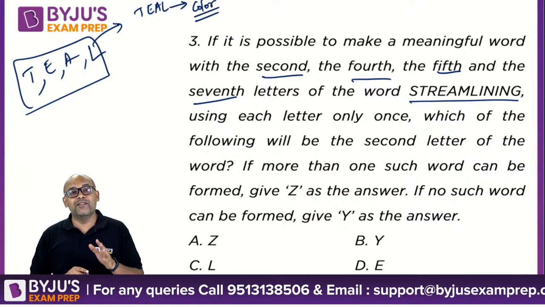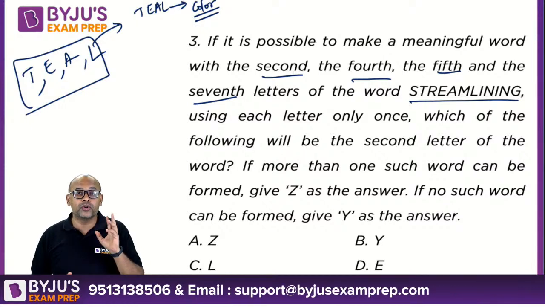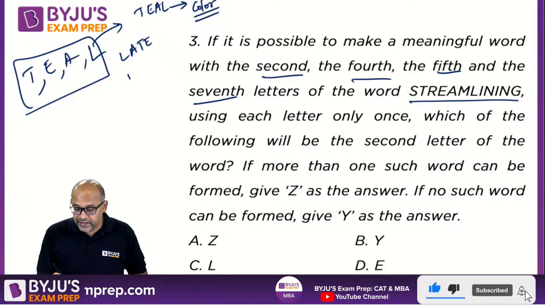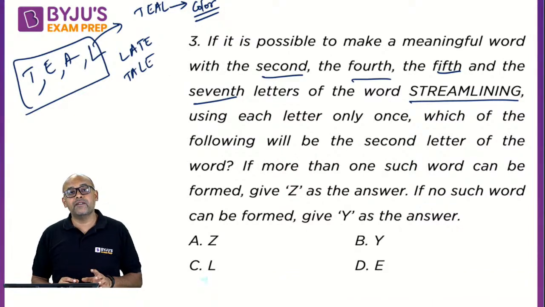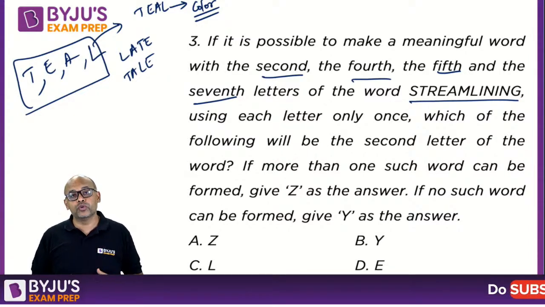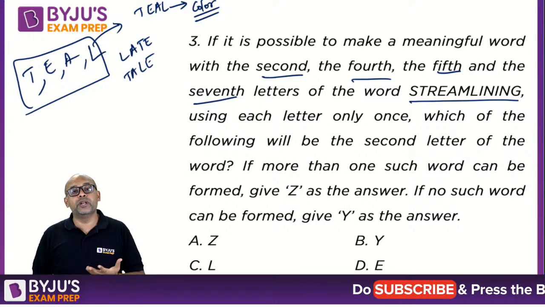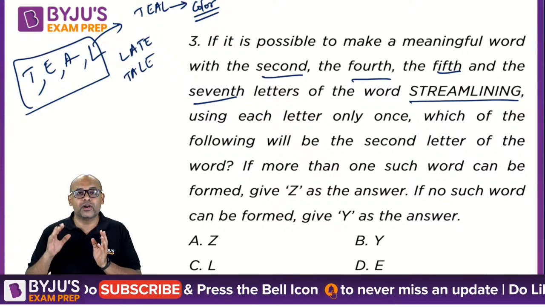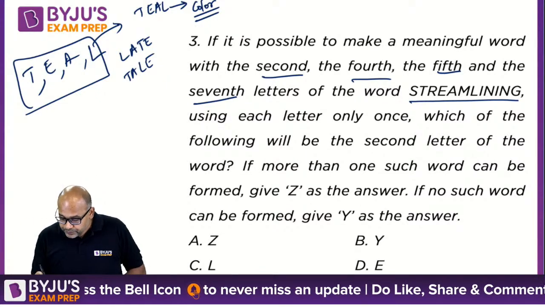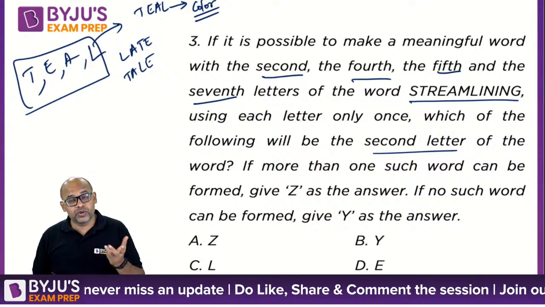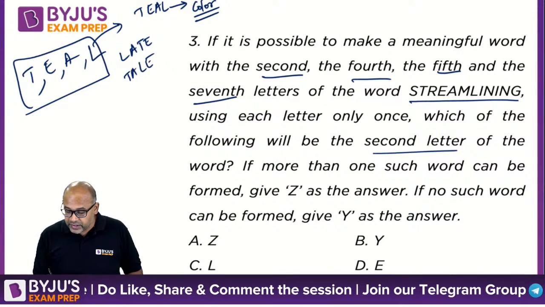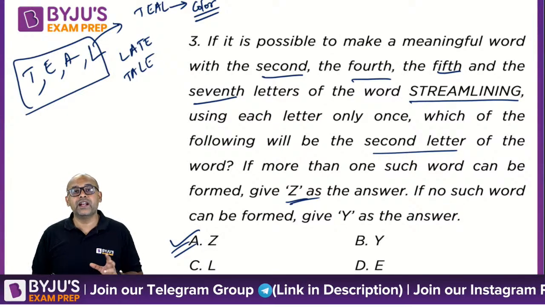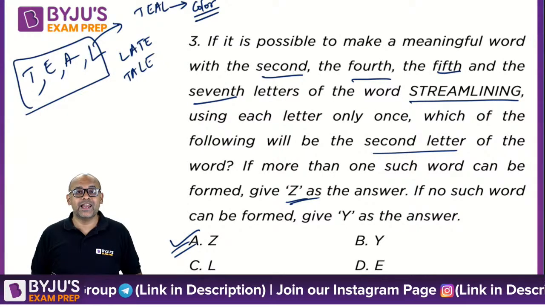Okay, but again, even if you do not know teal, there is no problem. There are two more words you can get. One is late, L-A-T-E, and one is tale, T-A-L-E. So you will have two or more words. So even if you do not get the meaning of teal, it does not really matter, because 2 words here, 3 words, whatever it is, it's all the same. So you cannot get a second letter because it's more than one word. If you have more than one such word, form Z as the answer. Therefore, the answer option is A. Z is the value, therefore option is A.